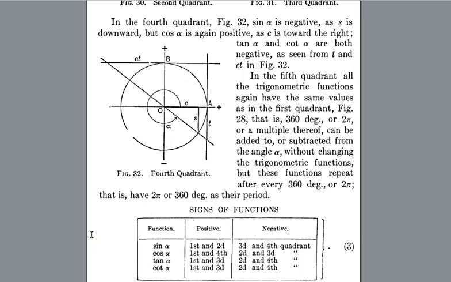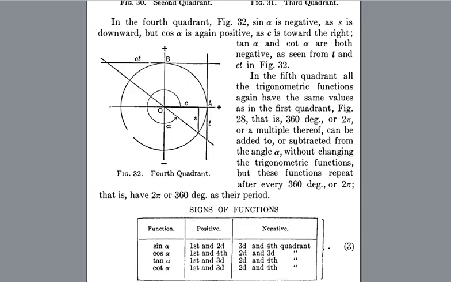This means that adding or subtracting 360 degrees, or 2 pi, or any multiple thereof, to the angle alpha does not change the trigonometric functions. These functions repeat every 360 degrees, or 2 pi, which is their period.